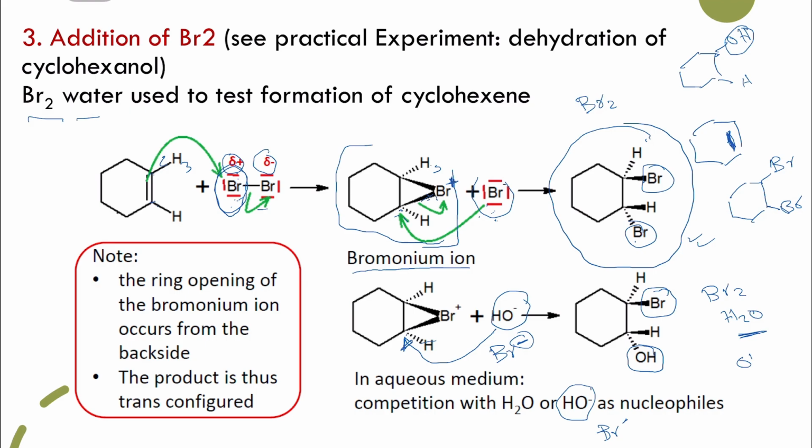But if you have a non-aqueous solution like carbon tetrachloride, for example, then only the dibromide will be formed. So to know what product you will get, you need to look at which solvent you used. If it's an aqueous solvent, if it's water, then there will be competition between the Br and the OH. But if it's not, then it's going to be the dibromide.